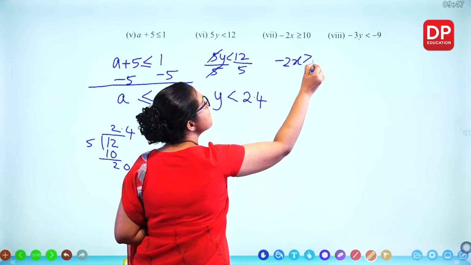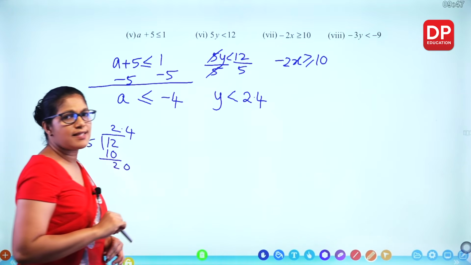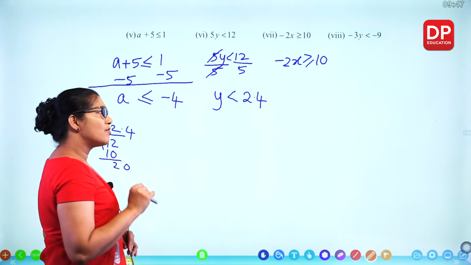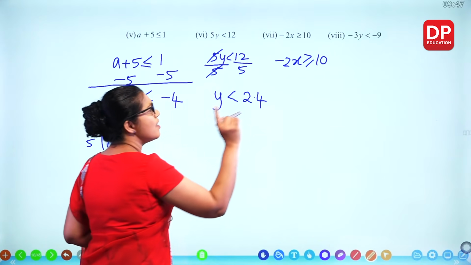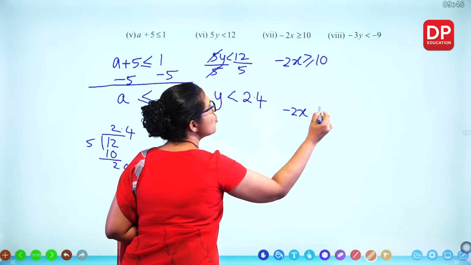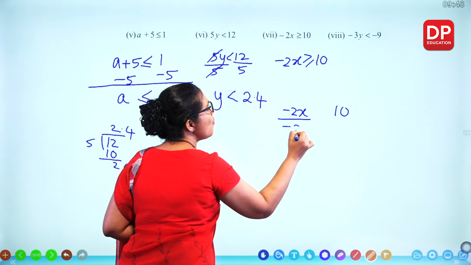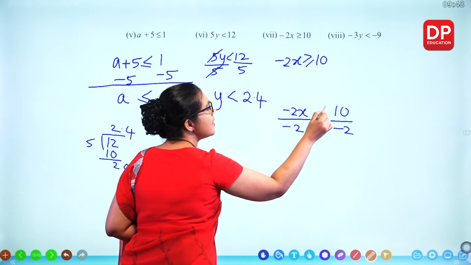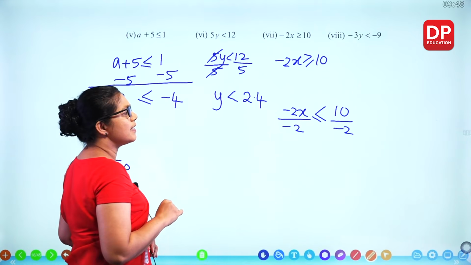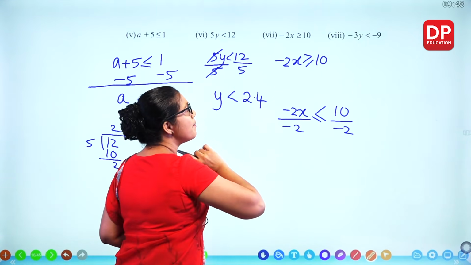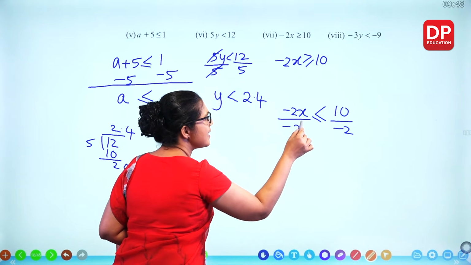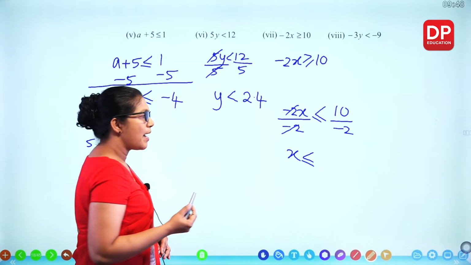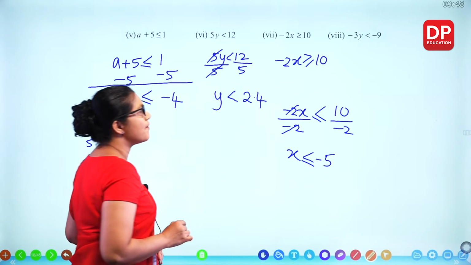What about this one? Take the inequality. There's a minus sign in front, so you need to divide by a negative value. Can we straight away divide? No, we have to change the sign when we are dividing by a negative value. So here now you get this symbol, not the previous one. So minus 2 gets cancelled out. You get x is less than or equal to 10 divided by minus 2, which becomes minus 5.